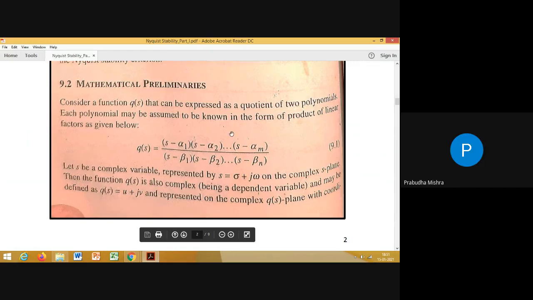So from the s plane, with the help of this function given by (s minus alpha 1), (s minus alpha 2) divided by (s minus beta 1), (s minus beta 2), a point on the s plane will be mapped onto a point on the Q(s) plane. And the mapping function is this particular expression of Q(s). So if we put a value s equal to s0, that means we are identifying a point on the s plane, and for that value of s0, if the alphas and betas are known, then we'll be able to find out Q(s0), and that particular point can be mapped on the Q(s) plane. Hence, this is the mapping function.